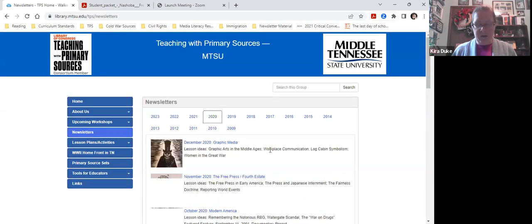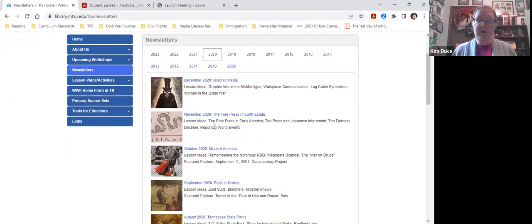In 2020, there is one that we did in November on the free press and the Fourth Estate. One of those lesson ideas is on the free press in early America. So again, that one might be of interest to you, looking at some early newspapers and their role.